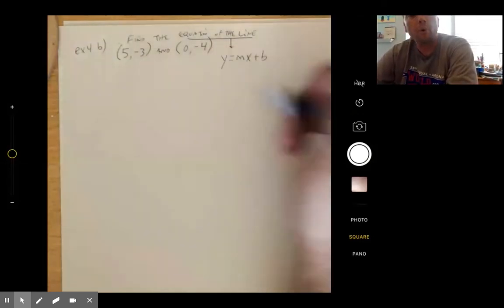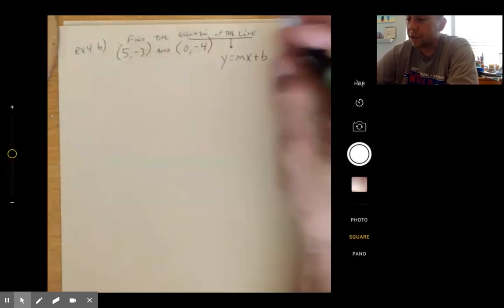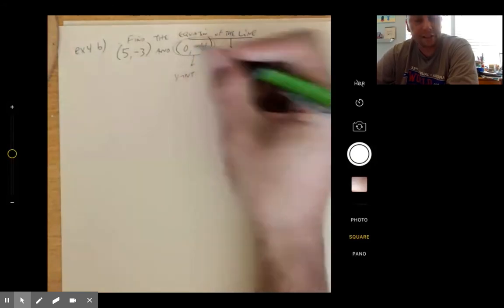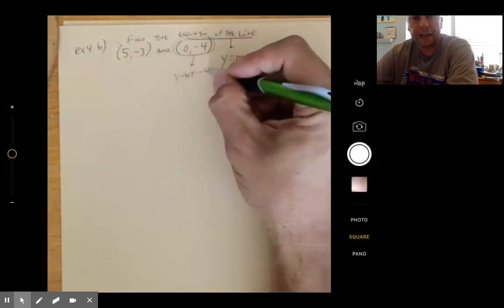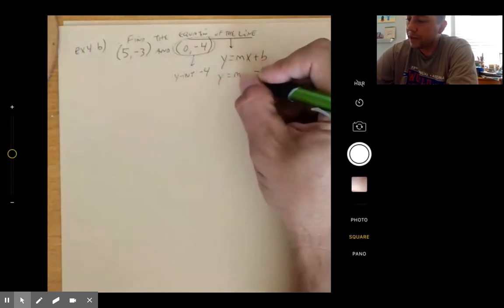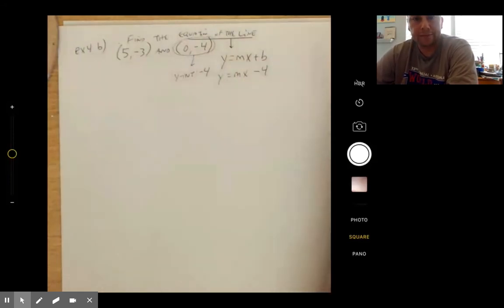Based off of this, you see equation of the line, so we're going to use y equals mx plus b. Anytime you see that, just write that down. Now, do these points have a given y-intercept? The answer is yes. Since the x is 0, the y is negative 4. So we're going to plug that directly in for the b. It looks like that.